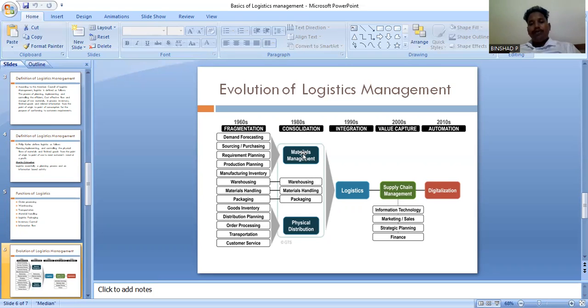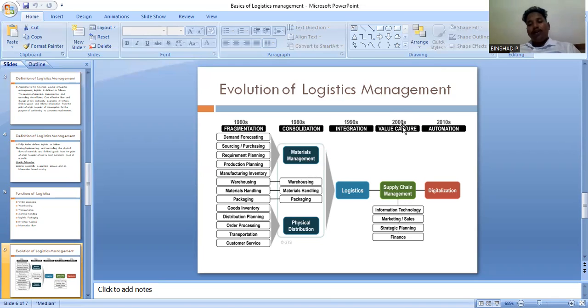In the 1980s, the consolidation period, there are five heads: materials management, warehousing, materials handling, packaging, and physical distribution. The first ones come under materials management, and these are also merged into physical distribution. This is the merging of things in the 1980s consolidation. And in the 1990s, the integration period, these five come to one point, that is logistics.